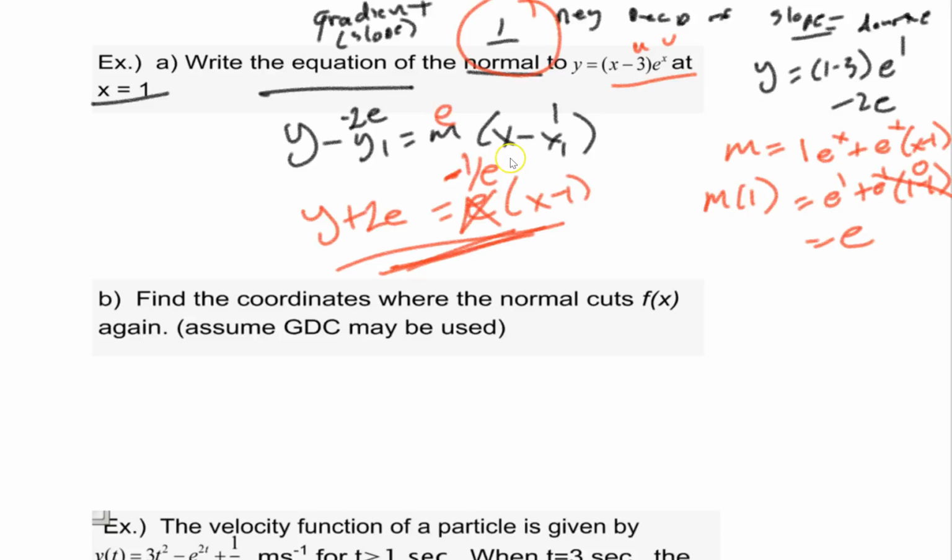So now this question says, find the coordinates where the normal cuts f of x again. So that's another way of saying, where do they intersect? Where does this normal equation intersect f of x again? So that's not a good example. So you have this graph here. We have this thing that's a normal, so it's a perpendicular bisector of that.